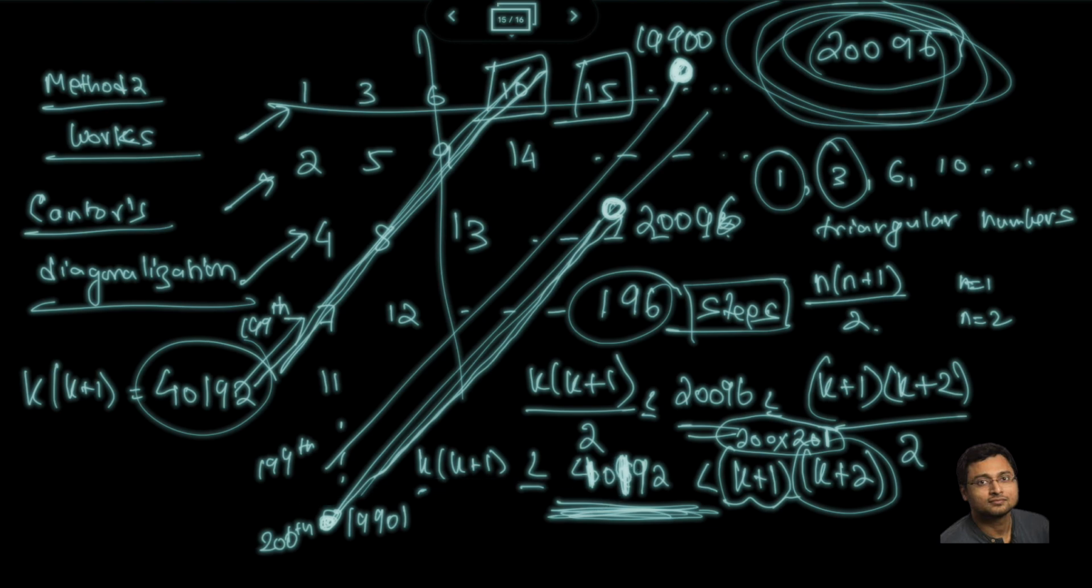Okay, so we are done. Now you can tell me in the comment exactly what is the row number and column number of 20,096.